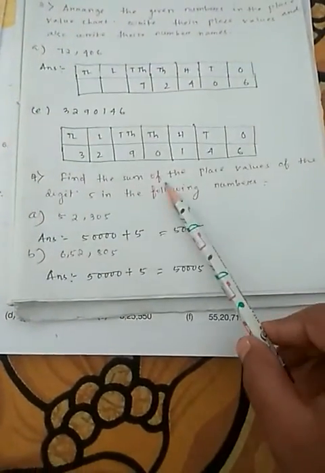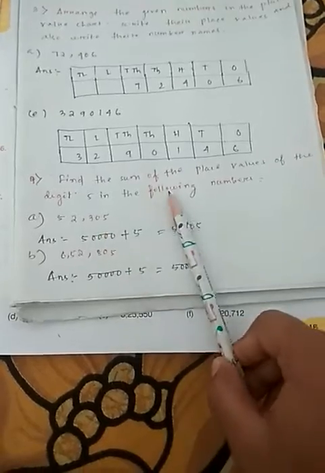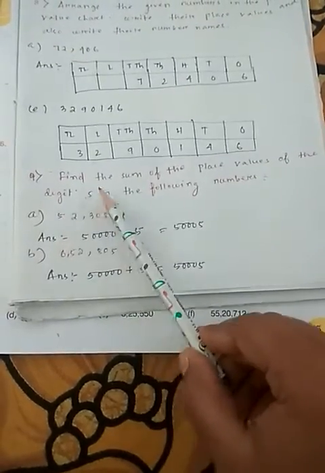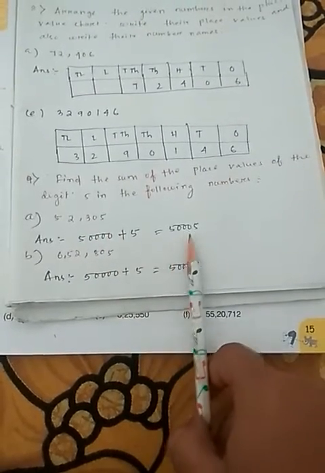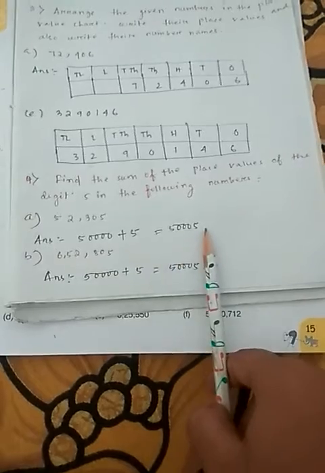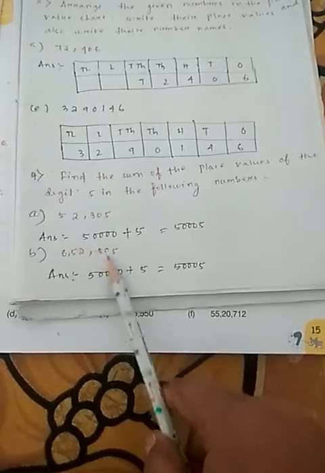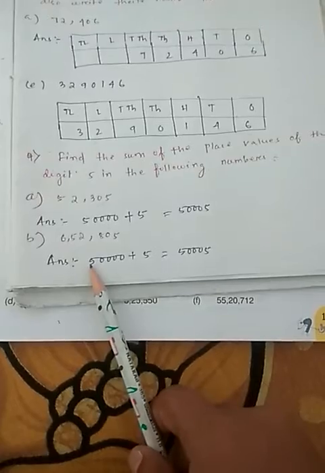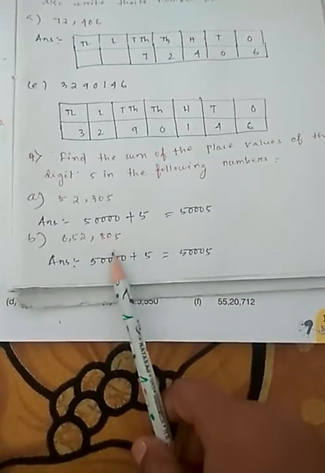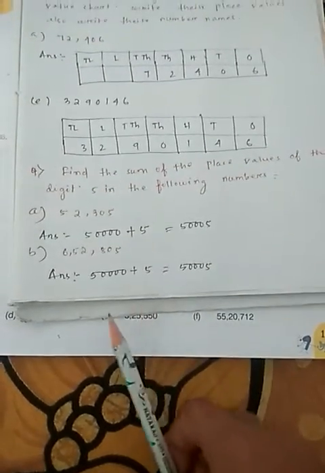Again, find the sum of the place values of the digit 5 in the following numbers. Here 52,305. First, 5 is in which place? 10,000 place. Again 5 is in ones place. So when we add, we will get 50,005. Again 65,805. First 5 is in 10,000 place. Again 5 is in ones place. So the number will be 50,005. Children, you do all your homework.